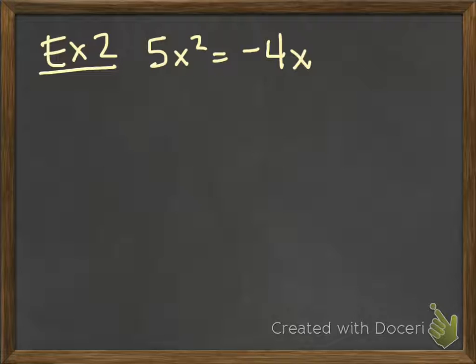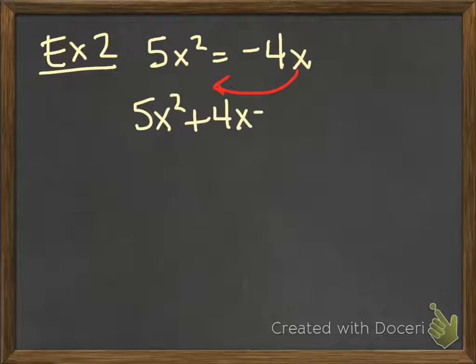Okay, example 2, we also need to put it in standard form. It's 5x squared equals negative 4x. So we're going to take the negative 4x and bring it to the other side, so it equals 0 on the right-hand side. So now we have 5x squared plus 4x equals 0, and there is no c.